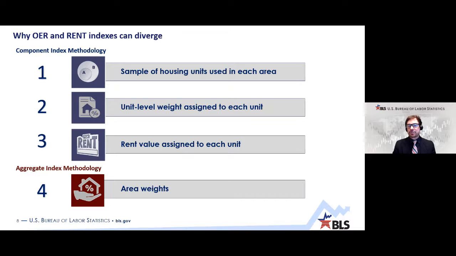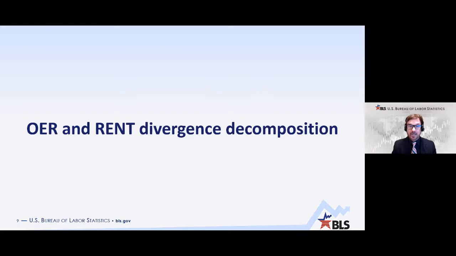Now, the email that was distributed last week to some of our users sort of intimated or suggested that the second component, unit level weight assigned to each unit, was the primary cause, and specifically an increase in the weight of single family detached homes in the OER index contributed to the difference. Now, while this is part of the story, it is not the complete story. So what is that story?